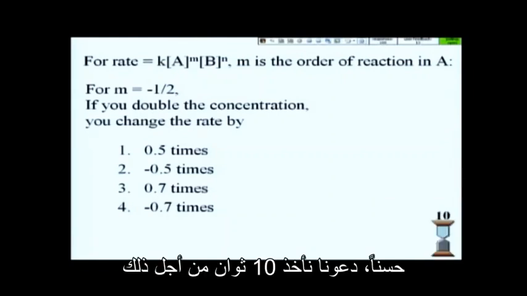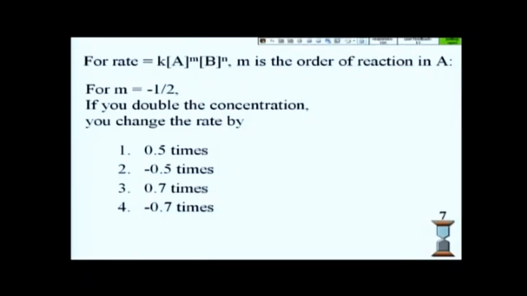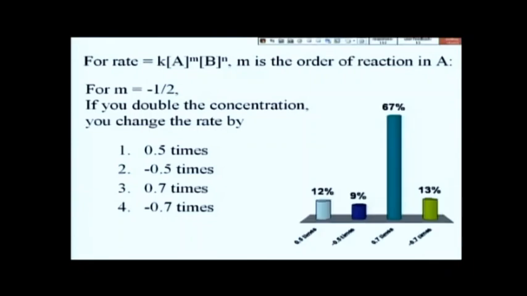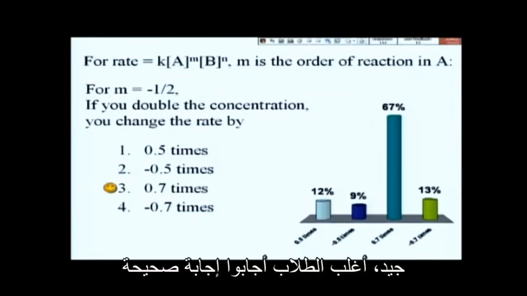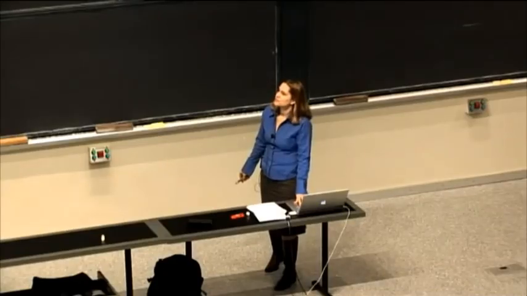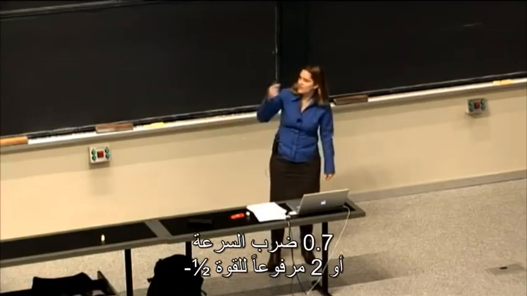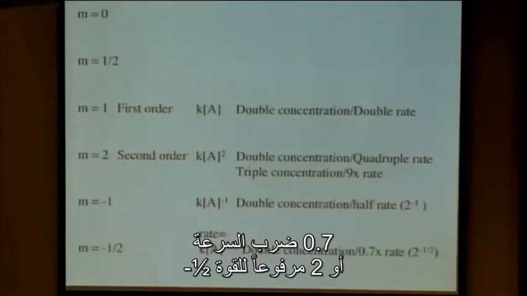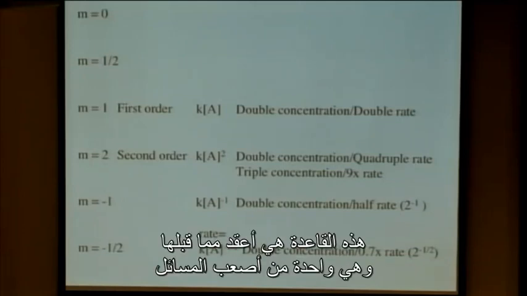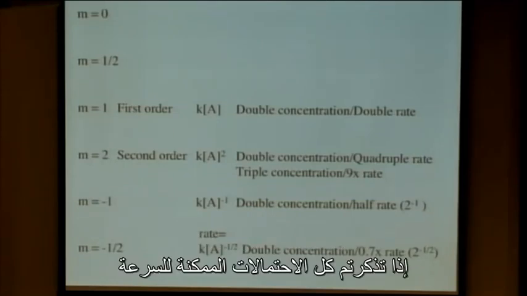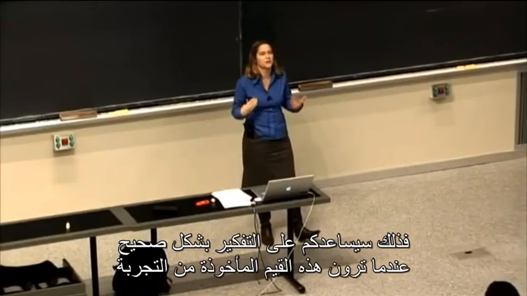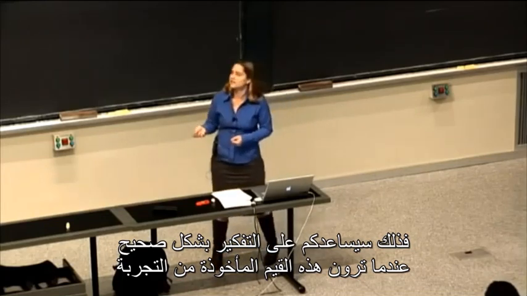Okay, let's just take 10 more seconds. Yep, so most people got that right. So if we go back here, 0.7 times the rate, you could think about this as 2 raised to the minus 1/2. These get a little more complicated and are some of the harder ones on the problem set to recognize the relationship. So if you remember all the possibilities, it's going to help you think about what's going on when you see the experimental data.